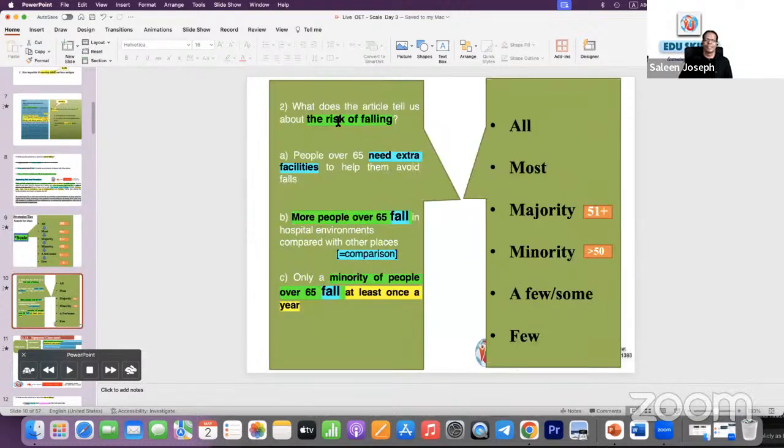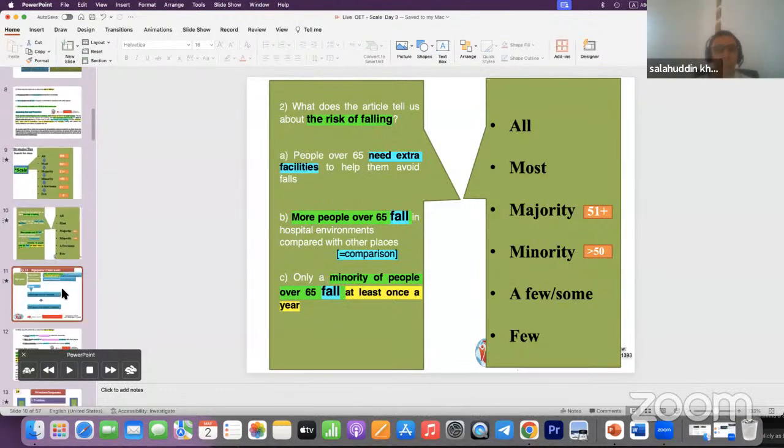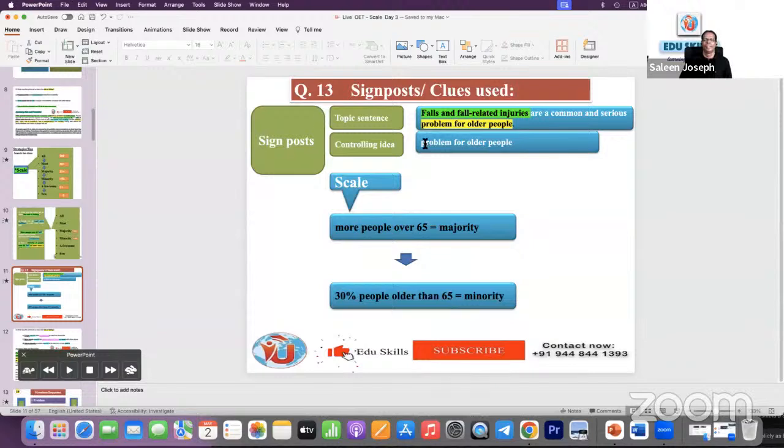Then you know this minority comes somewhere here. See this. What does the article tell us about the risk of falling? People over 65 need extra facilities. More people over 65 fall in hospital environments. A minority of people over 65 fall at least once a year. Hospital environment comparison is done, but we are not asked about a comparison. Majority is 50 plus or 51 plus, minority is below 50, and you have 30% here as the minority.